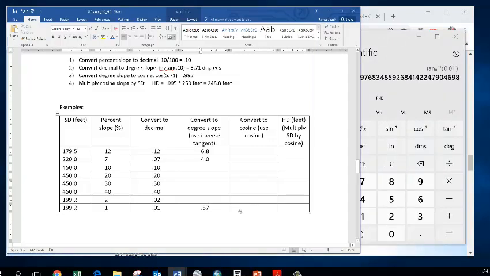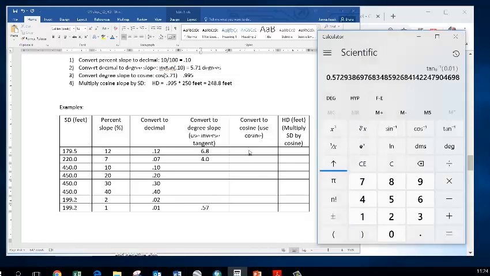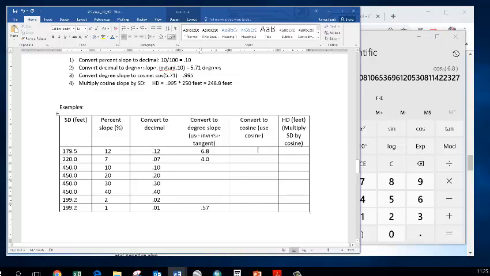Okay, so that's the percent slope. I'm sorry, these are the degree slopes of these equivalent percent slopes. So then the next thing I do is I convert these to that cosine function right here so that I can multiply it by my slope distance. So 6.8. I'm going to go back to my cosine function. I hit that and it's 0.99.